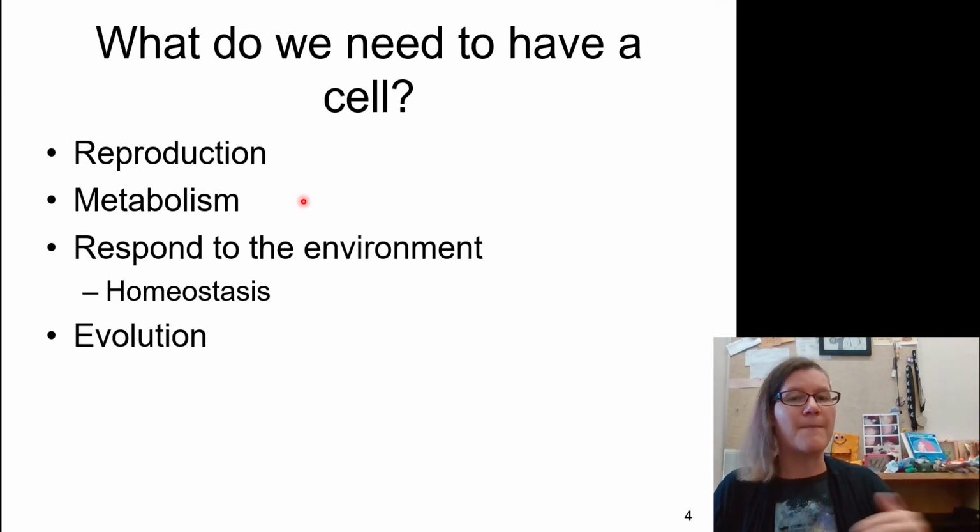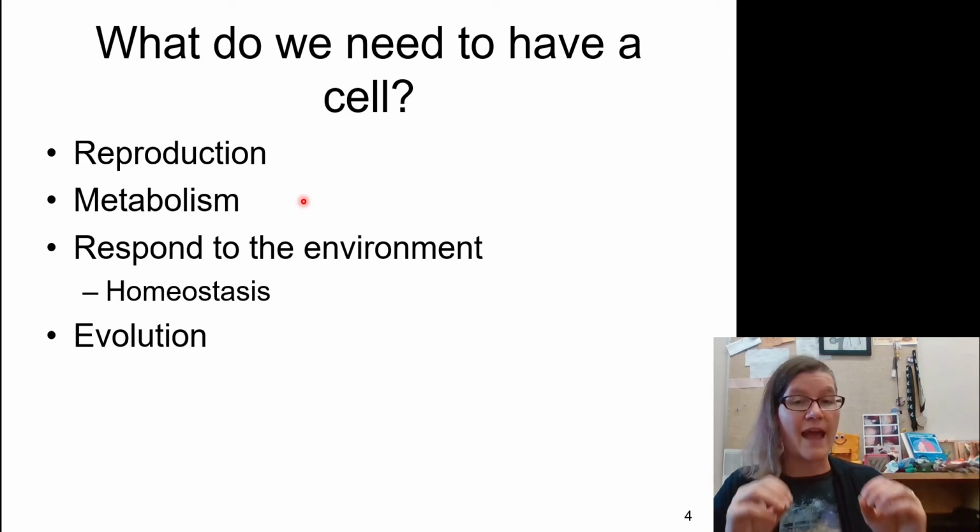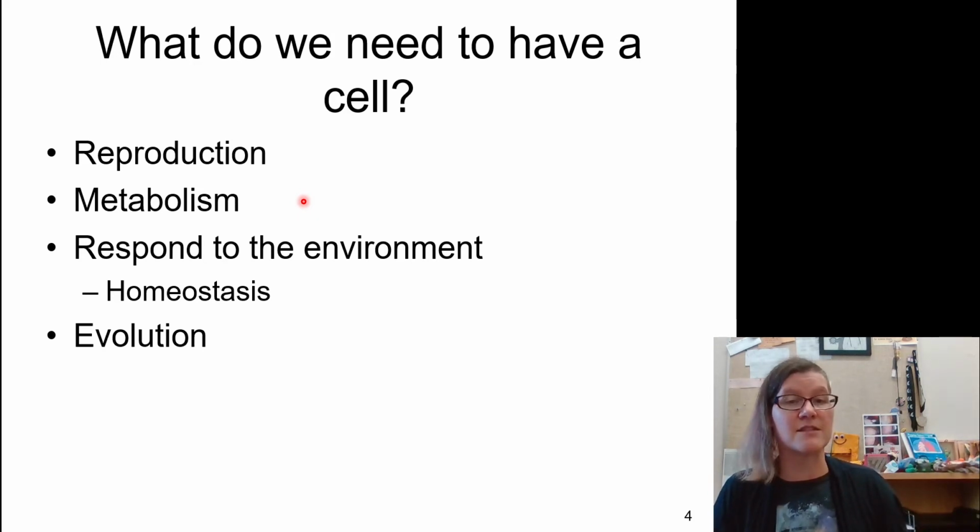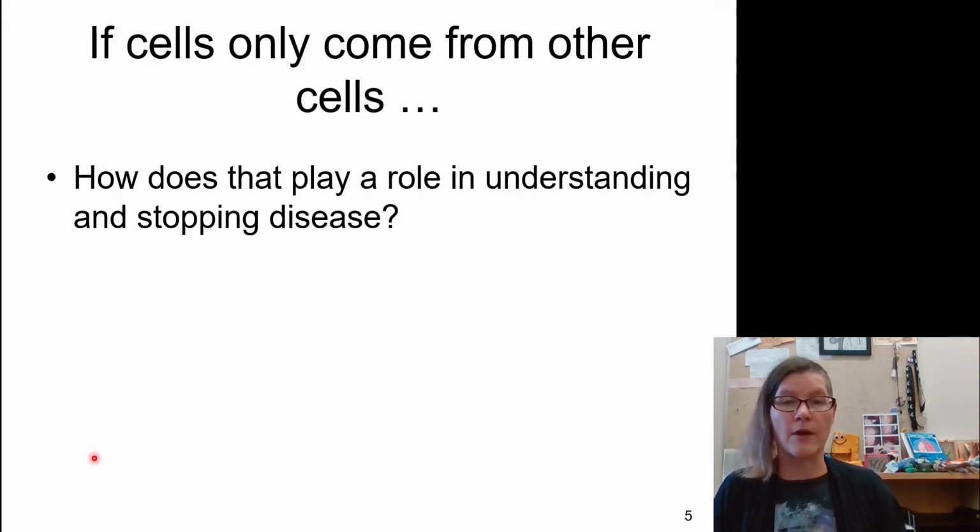We're going to get back to those at some point in the future, but it's still good to keep in mind the things we need to have a cell and what we expect this cell to be capable of doing. All right, let's move to the second part though. If cells only come from other cells.